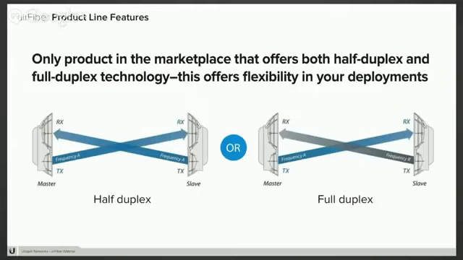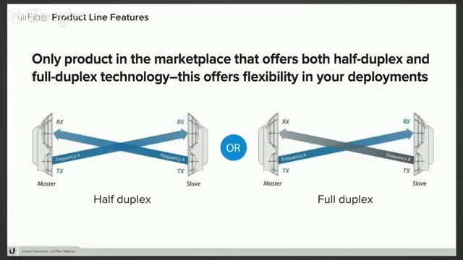A half duplex AirFiber radio is capable of about a 2 millisecond latency, which is very good, and it's better than you're going to find typically with Wi-Fi products that have been converted for outdoor use. However, where AirFiber really shines is in full duplex mode. In full duplex mode, we're able to get latencies down to 200 microseconds.